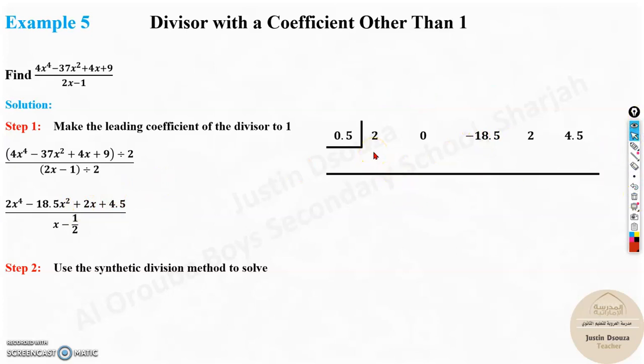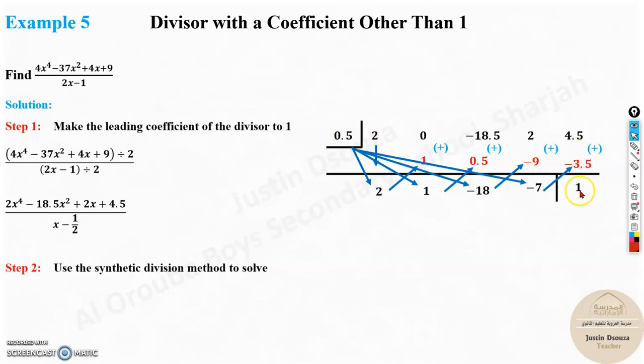Now, the same method does not change. Bring this down. 2 comes down. Multiply with 0.5. Answer is 1. Add it up. 1. Multiply with 0.5. You get 0.5. Add it over here. Minus 18 plus half, it'll be minus 9... minus 18 half is minus 9. Add it up. You'll get negative 7 times 0.5. It'll be minus 3.5. Add it up, you will get 1, because 4.5 minus 3.5, 1 is remaining.